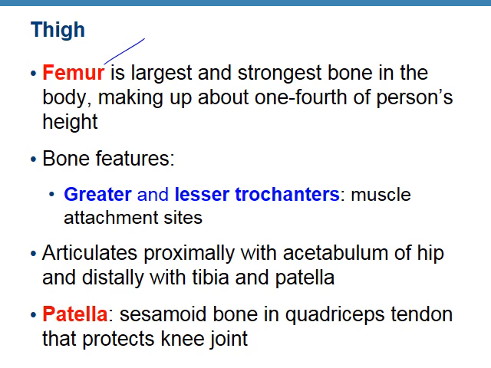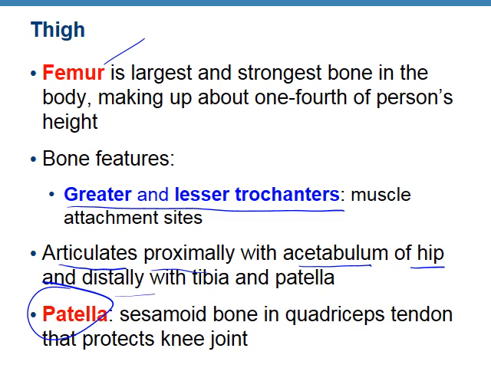Okay, so the thigh, here's the femur. The parts or the features that we want to focus on are the greater and lesser trochanters, and then we want to be able to identify the patella. So to put it in anatomy speak, the femur is going to articulate proximally with the acetabulum of the hip or the coxal bone, and distally with the patella and the tibia.